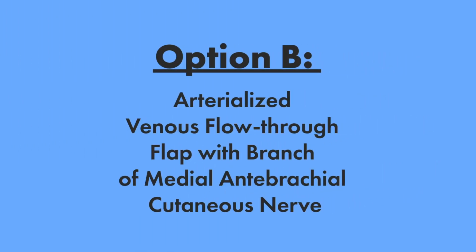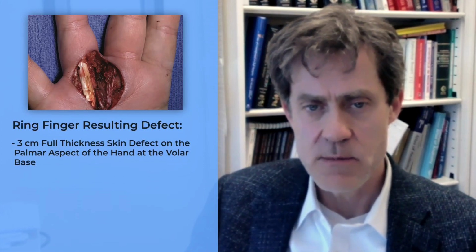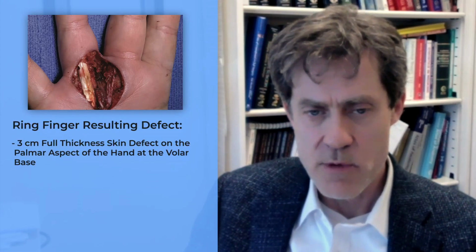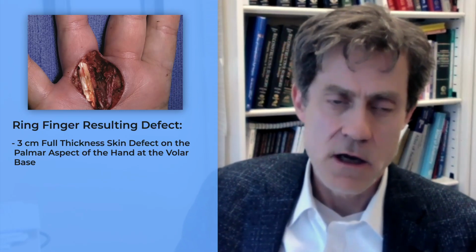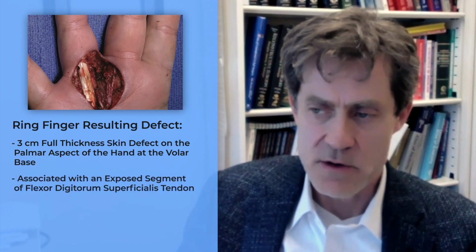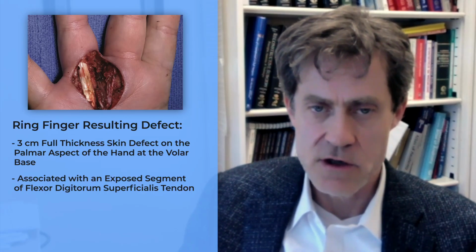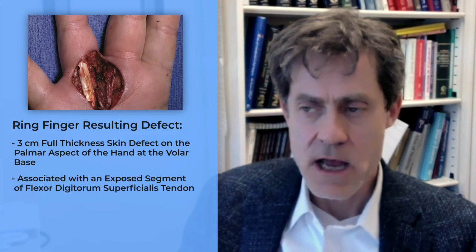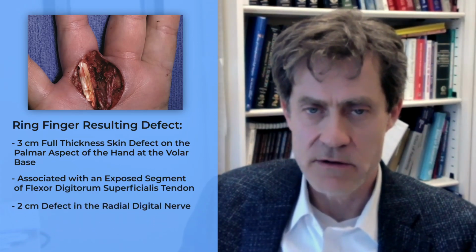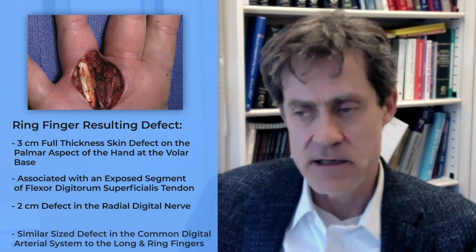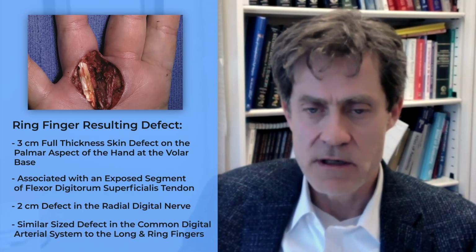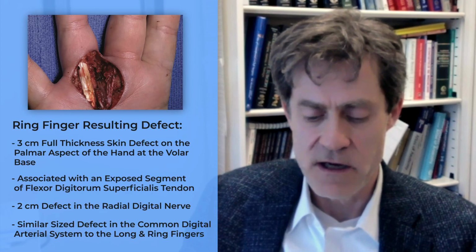You chose option B. This is a case of a 10-year-old girl with a hemangioendothelioma in the palmar aspect of her hand. It was giving her trouble, so she eventually went on to have this tumor resected. The resulting defect was a 3 cm full-thickness skin defect on the palmar aspect of the hand at the volar base of the long and ring fingers, and was also associated with an exposed segment of flexor digitorum superficialis tendon to the ring finger, as well as a 2 cm defect in the radial digital nerve to the ring finger, and a similar sized defect in the common digital arterial system to the long and ring fingers.